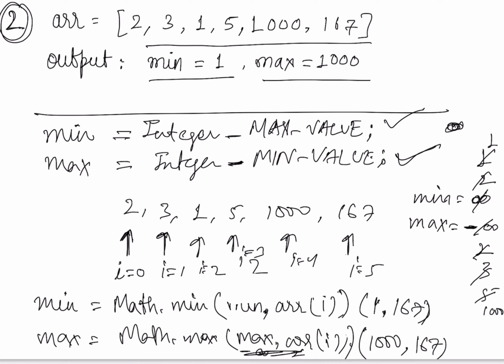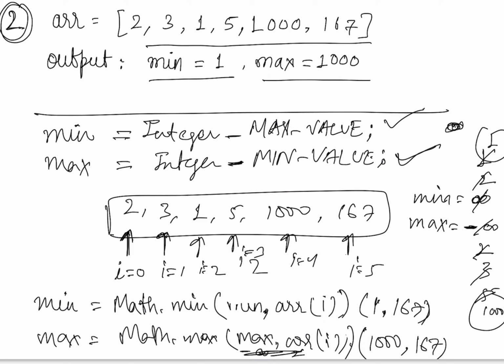So we have the solution. We have iterated through the whole array in one iteration and we got our minimum as well as maximum, which is the same solution that we were expecting.